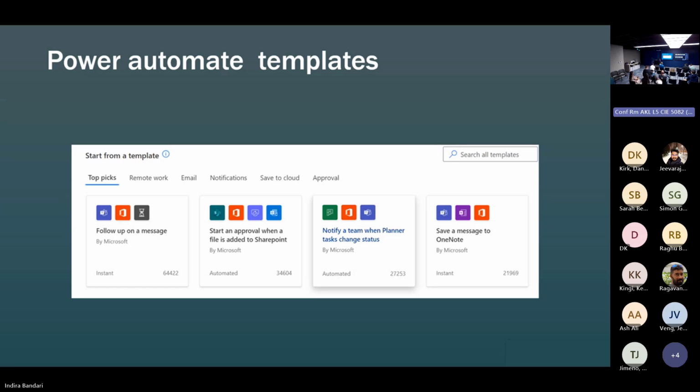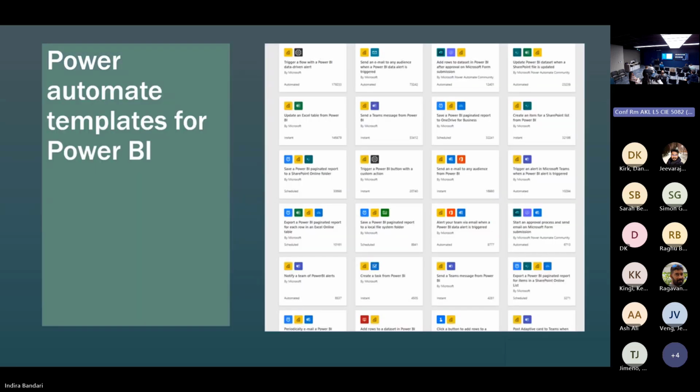So pretty much in the Dynamics world, when a record is added, deleted, or updated, that's an automated action. Instant, in the Dynamics world, is when you want to run a workflow on demand. You can do instant in many other ways, but in Dynamics you can do it on demand. Those are Power Automate templates for Dynamics.